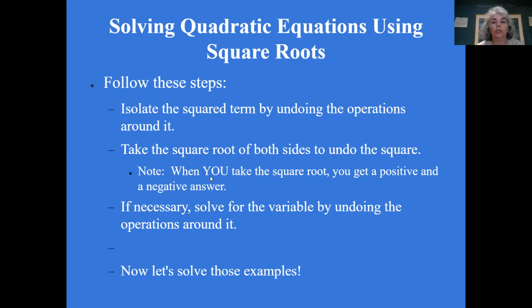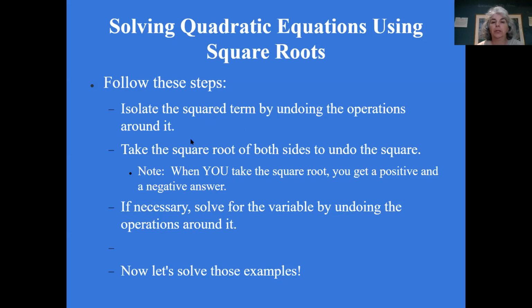This is an important note: when you take the square root of something, you will get a positive and a negative answer. If you're given the square root of something, it will either be positive or negative, or both, but generally, when you take the square root of something, it's going to have with it a plus or minus answer.